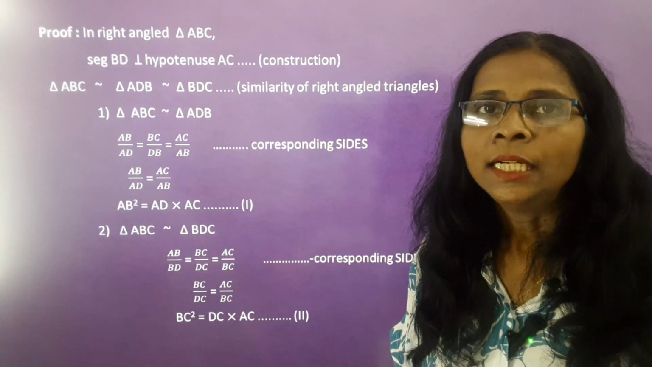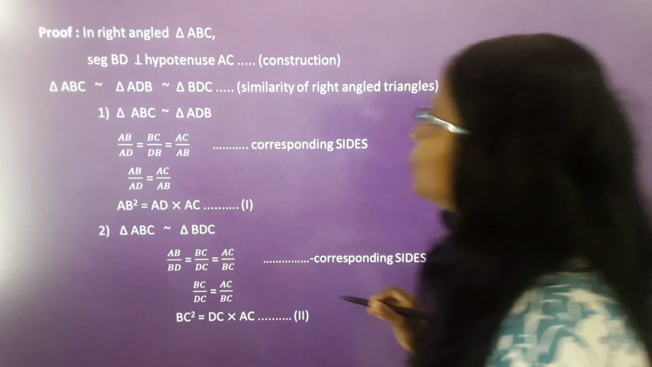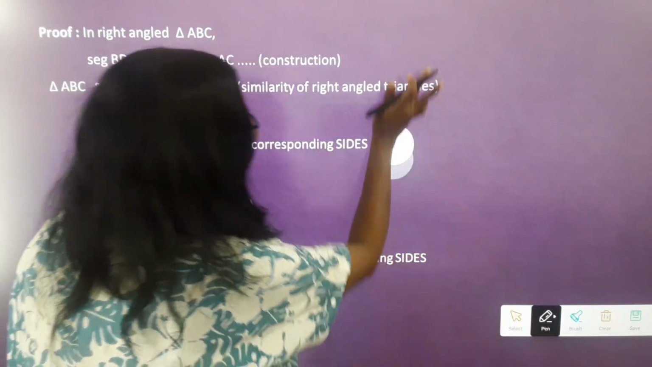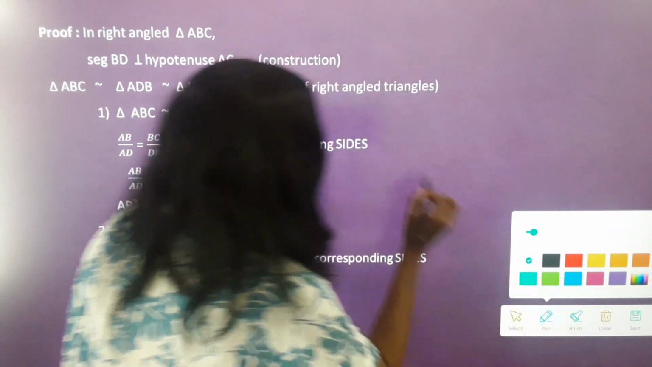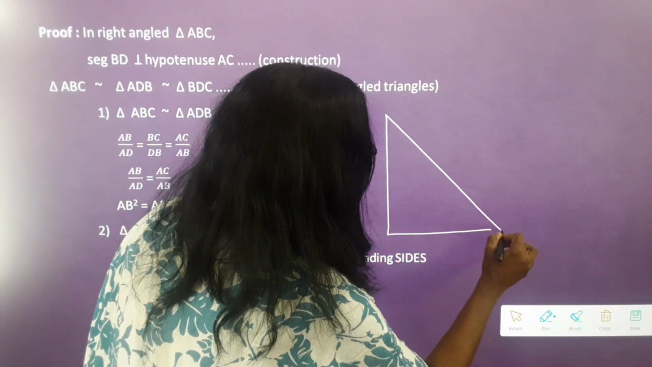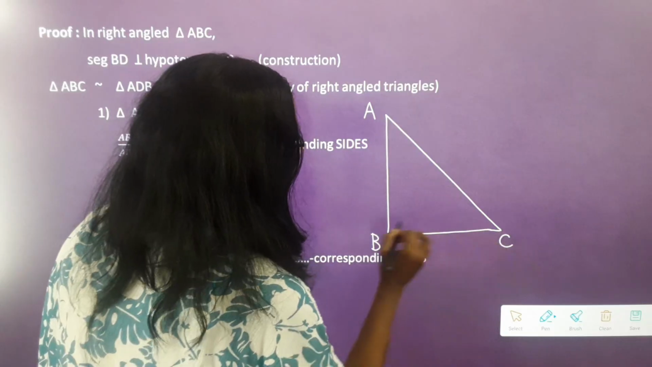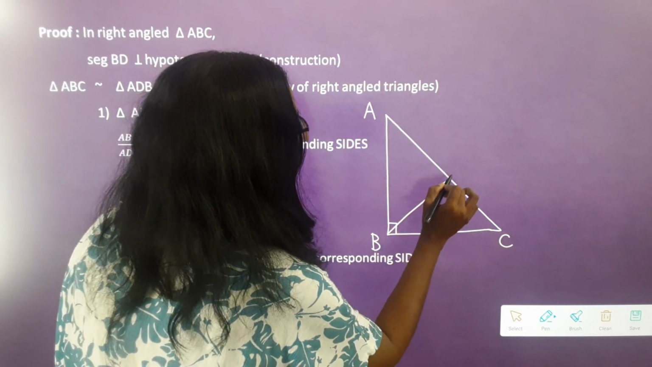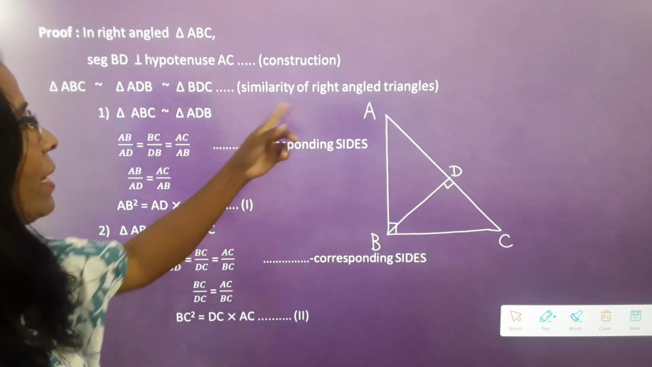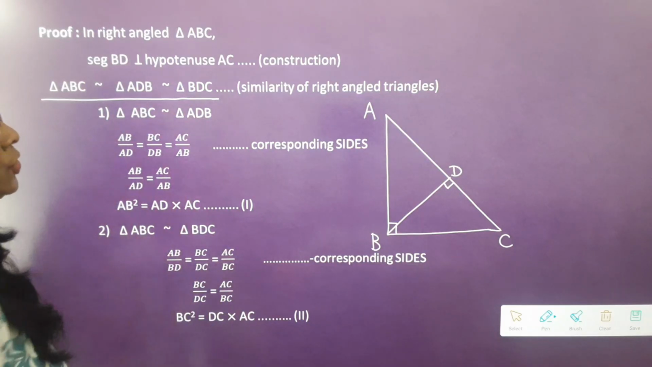So we can say that triangle ABC is similar to triangle ADB, which is similar to triangle BDC. See here students, if you draw the figure, then you understand very well. This is the right angle triangle ABC. We draw the perpendicular on the hypotenuse. So that means by the similarity of right angle triangles, these three triangles are similar to each other.